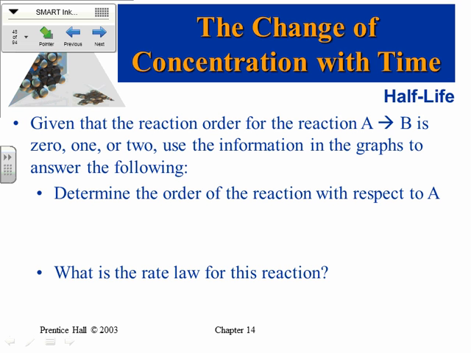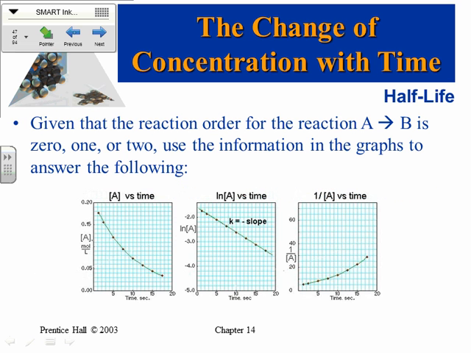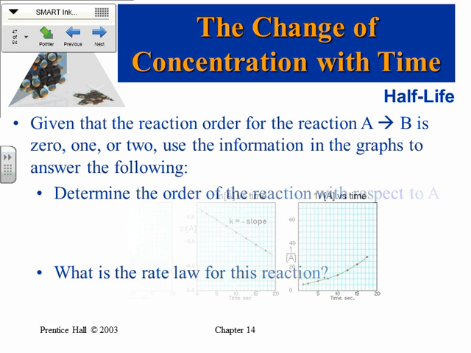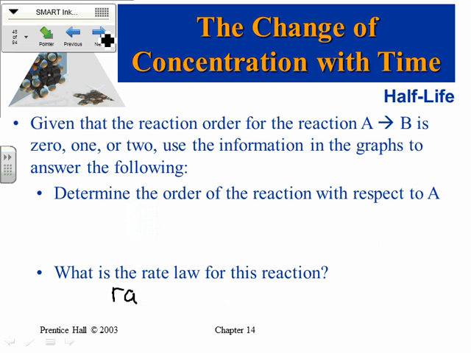Determine the order of the reaction with respect to A. What is the rate law for this reaction? Okay, so we could write a rate law, since we know that this reaction is just A to B right here. So the only reactant we have is A. So if this is a first order reaction, then it must be first order with respect to A. So the rate law for this thing would be rate equals K times the concentration of A. Okay? If it ended up being a second order reaction, then the rate law would be rate equals K times A squared, right?